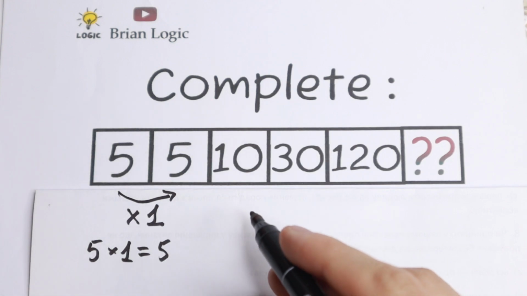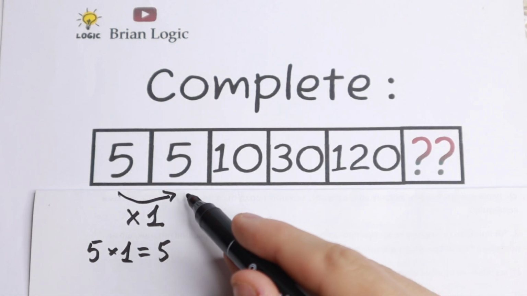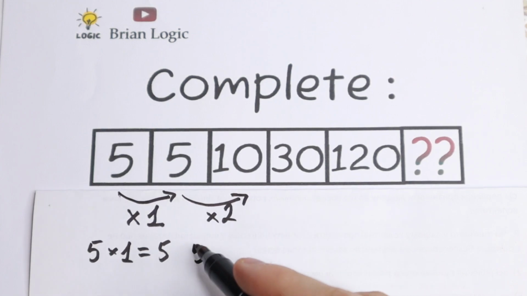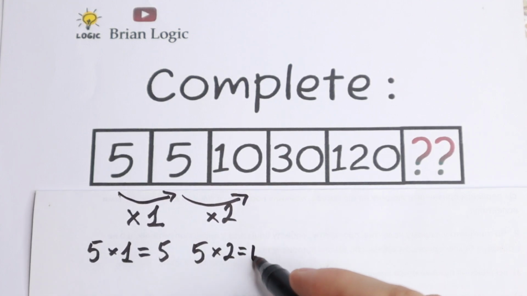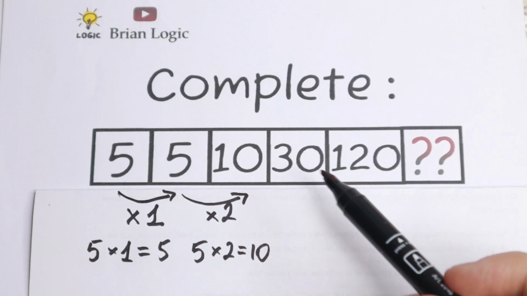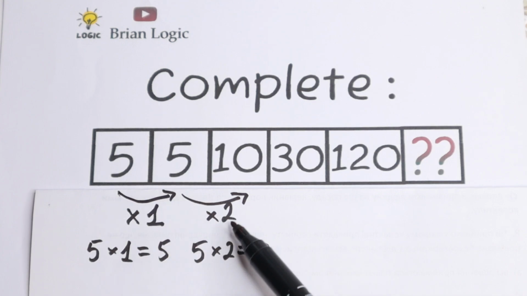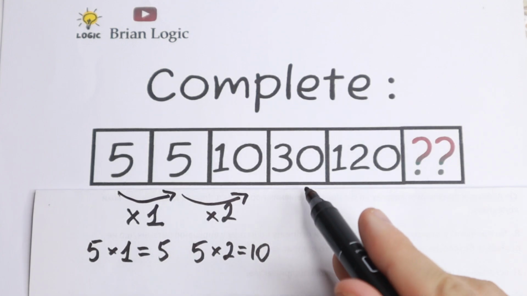Take a look next. If we multiply this 5 by which number? Of course by 2. So if we multiply this number by 2, because 5 times 2 will be equal to 10, we will have the third number. So as you can see, first number multiplying by 1, we will have second number, multiplying by 2, we will have the third one. But what about the fourth number?